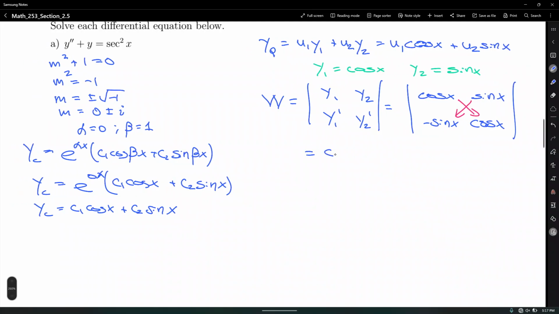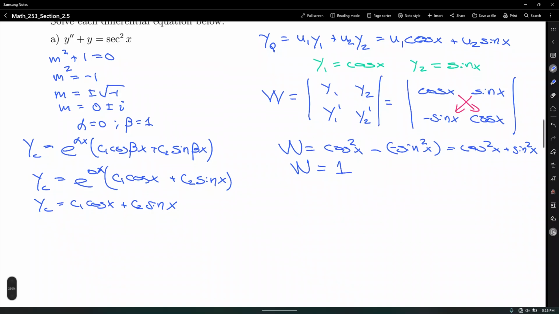That is cosine times cosine. Is that cosine squared? And then minus negative sine times sine, negative minus negative sine squared x, which is cosine squared x plus sine squared x. What is that equal to? Nice. The Wronskian is 1. Right?